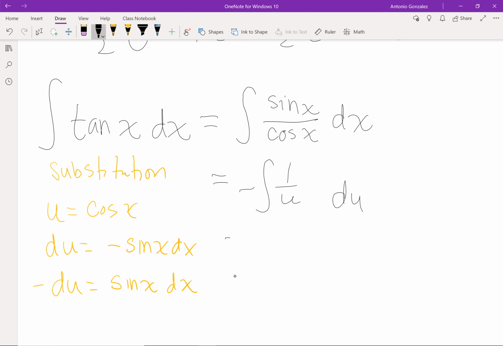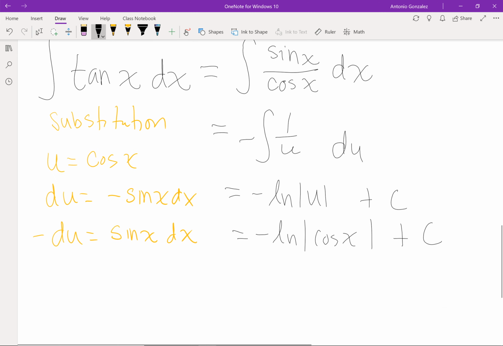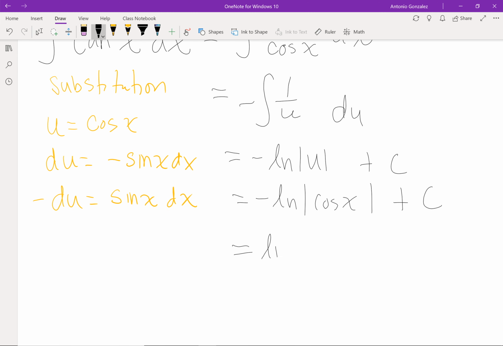Okay, and now 1 over u is negative natural log of u plus c. Doing some back substitution, u is cosine of x. All right, and then this is just doing a little simplification here. Remember, the coefficient of the natural log becomes the exponent. Be careful here with the notation.